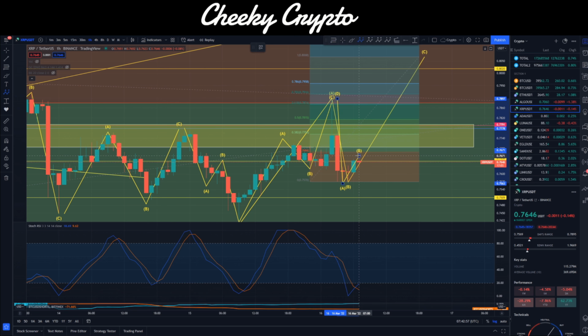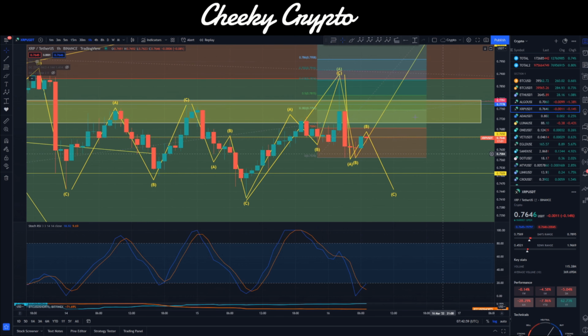But alternatively, this could be an ABC down, which would be an A, a bounce for a B, and then a further downward move to a low C wave. Now, if we take that measurement and transpose that to the recent high that we've had here, that would indicate that we're dropping down to about 73.5.